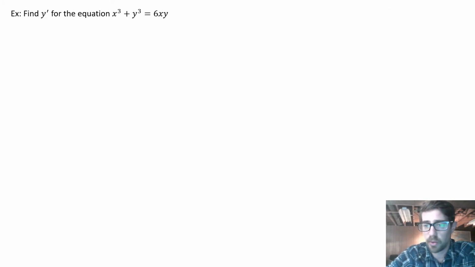Okay, so here's the second one. All we're doing with this is examples for now. We'll see where to use it next time. So that second curve we saw, x cubed plus y cubed equals 6xy, that loop-de-loop looking thing. First step is always the same. Just do the derivative of both sides of the equation.